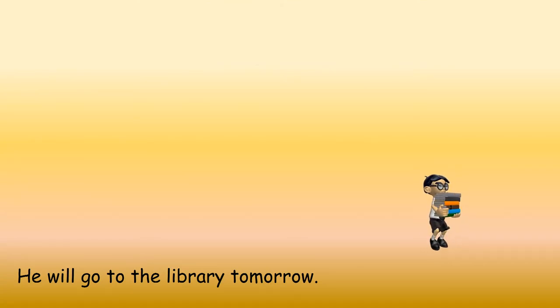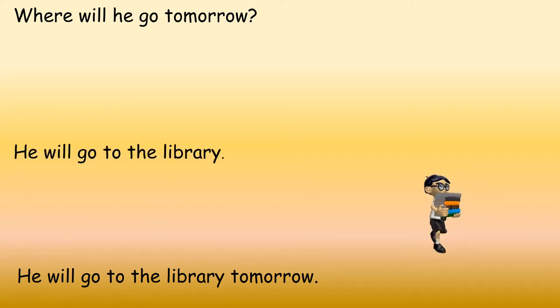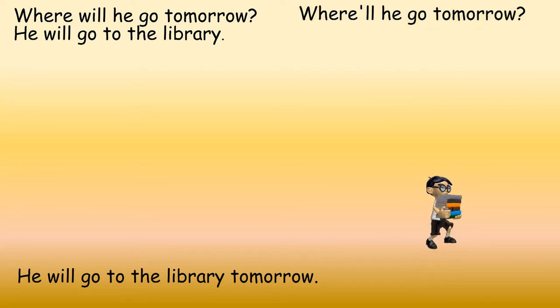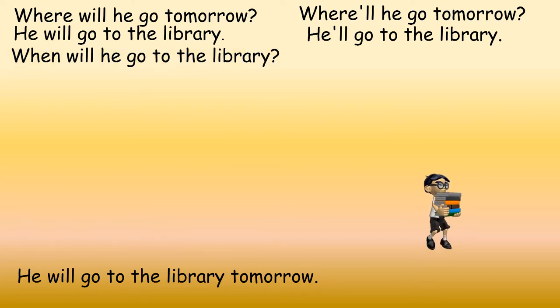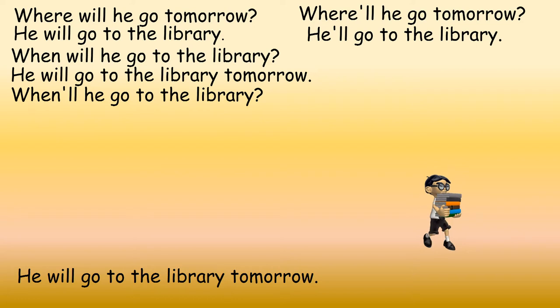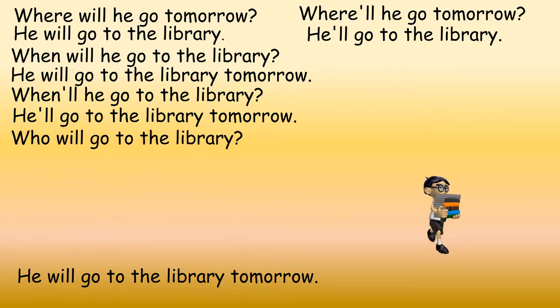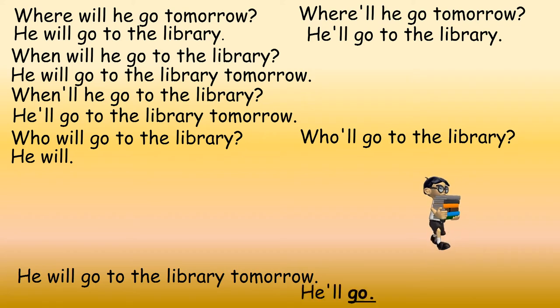He will go to the library tomorrow. Slow, where will he go tomorrow? He will go to the library. Fast, where'll he go tomorrow? He'll go to the library. Slow, when will he go to the library? He will go to the library tomorrow. Fast, when'll he go to the library? He'll go to the library tomorrow. Slow, who will go to the library? He will. Fast, who'll go to the library? He'll go.